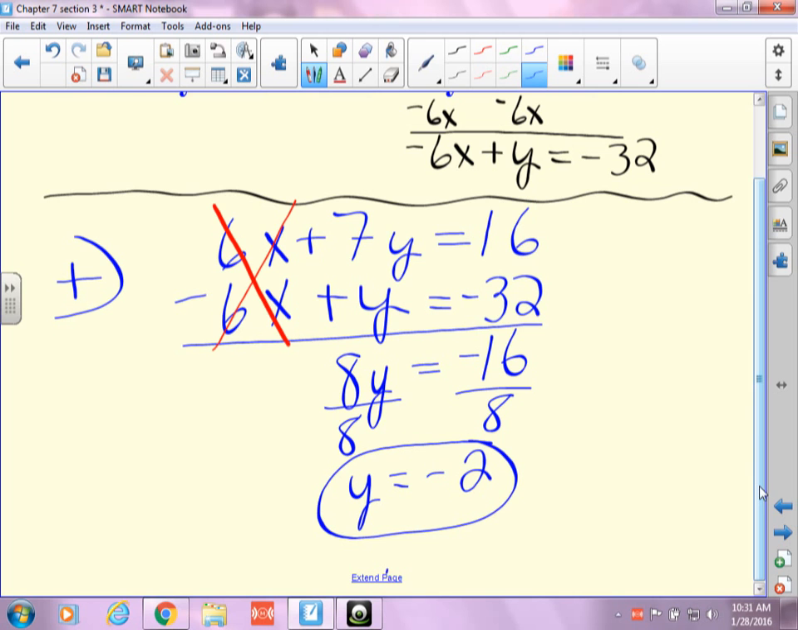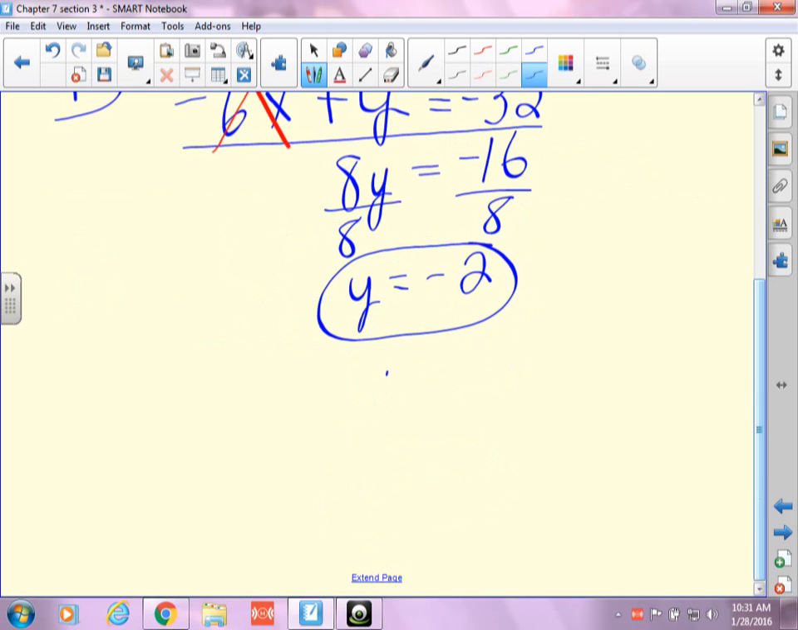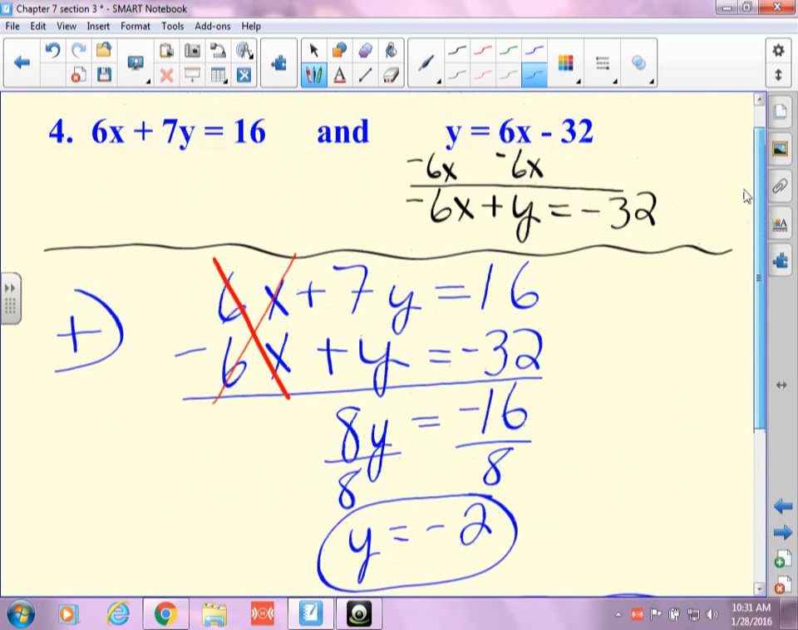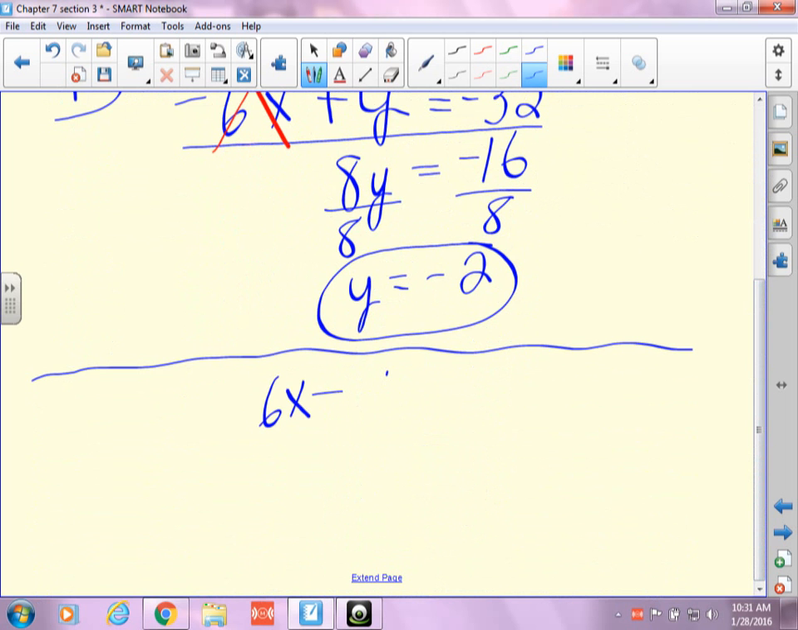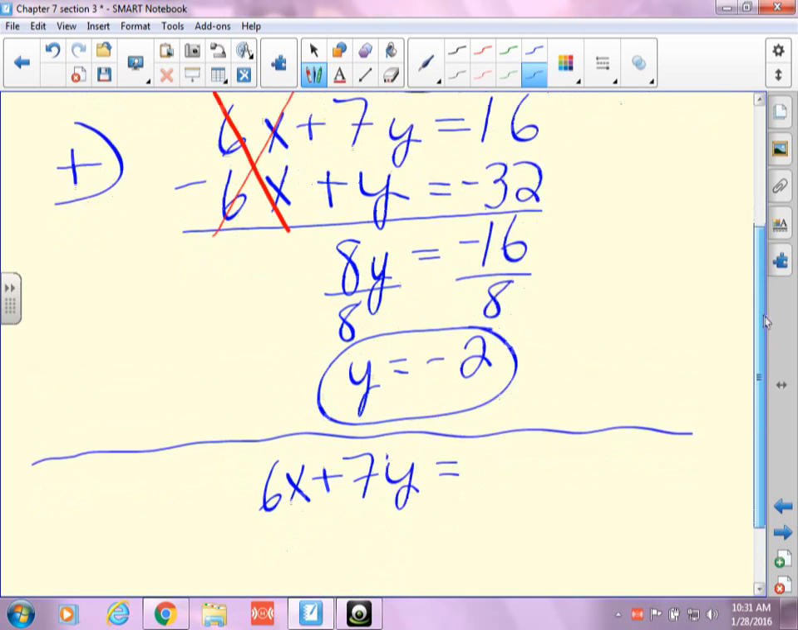All right, so then I got y equals negative 2. I would take the original equation. I would take 6x plus 7y equals 16.